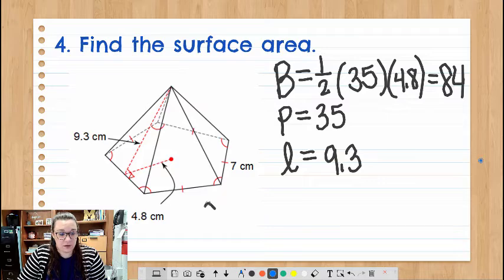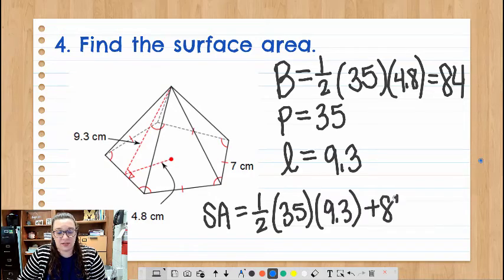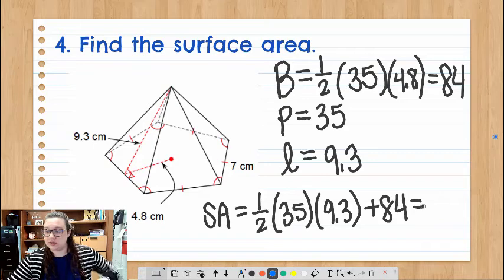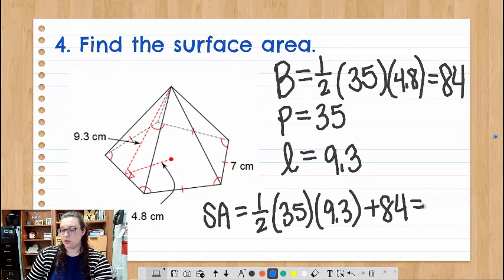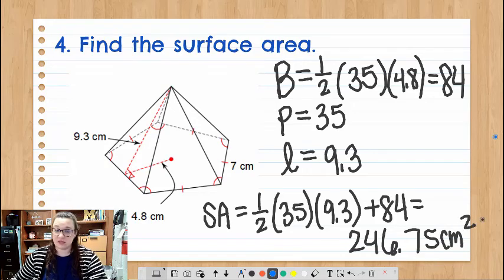So let's see. Surface area equals 1/2 perimeter times slant height plus the area of the base. Let's see what we get. 0.5 times 35 times 9.3 plus 84. 246.75 centimeters squared.